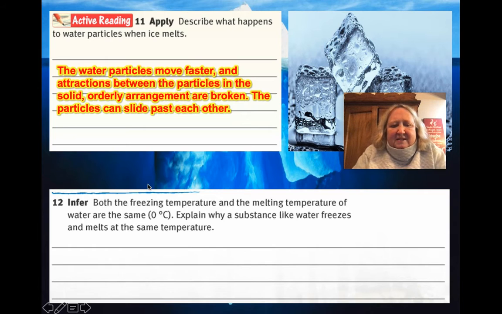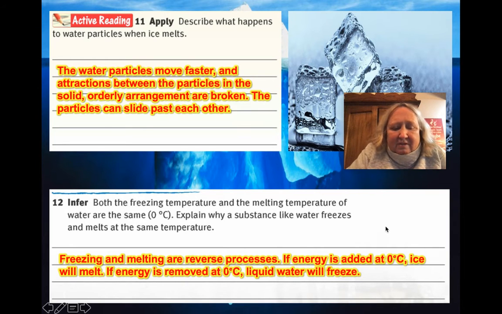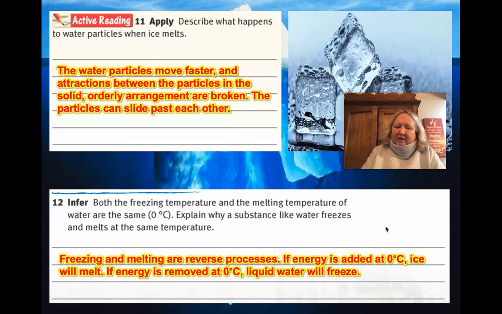All right. This is where some people get confused throughout the years. The freezing point and the melting point of water are the same. So it says, explain why a substance like water freezes and melts at the same temperature. So why would that be? Why would it be the same point where ice becomes water and water becomes ice? That's a great question. You're probably going to see that again at some point. It's because they're what's called reverse processes. So if energy is added at 0 Celsius, 32 Fahrenheit, the ice is going to melt. If energy is removed at 32 Fahrenheit, then the water is going to freeze.